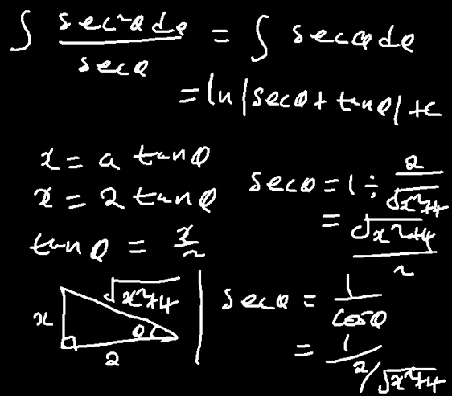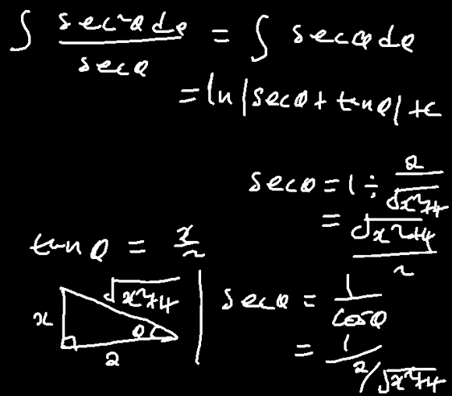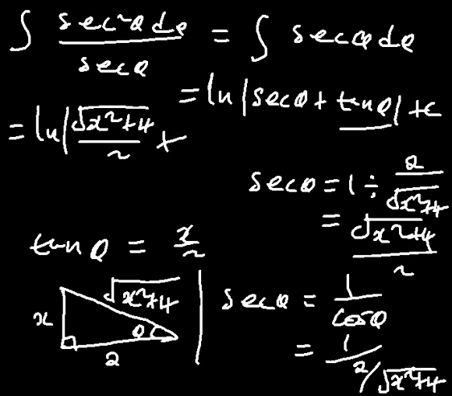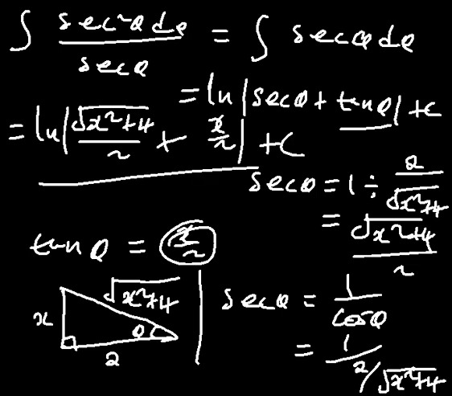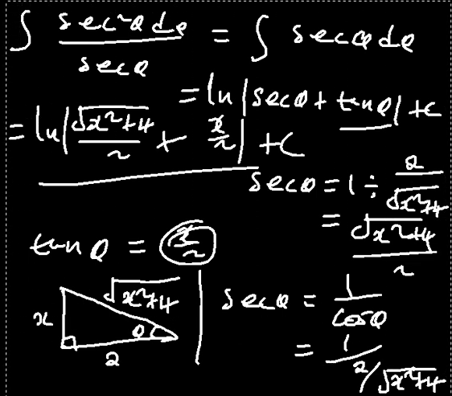So let's go back and substitute for this. Now the final solution will be given as a ln. What is sec theta? Sec theta is the same as that. So we substitute the square root of x squared plus 4 divided by 2, plus tan theta, which is x over 2, plus c. So that's how we integrate using the trigonometric substitution.